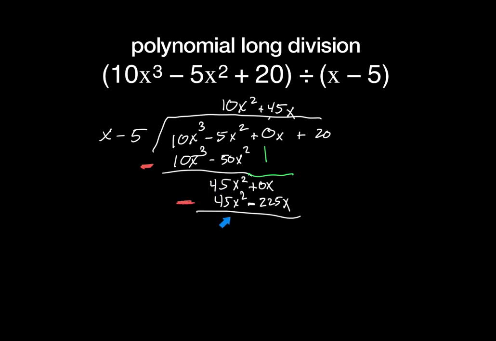45 minus 45 is 0. Again, that should always be 0. This should always be 0. This should always be 0. That's the goal of doing long division. If you don't get 0, then you did something wrong up here. 0 minus a negative 225. So minus a negative is plus a positive. So this will then be positive 225x.